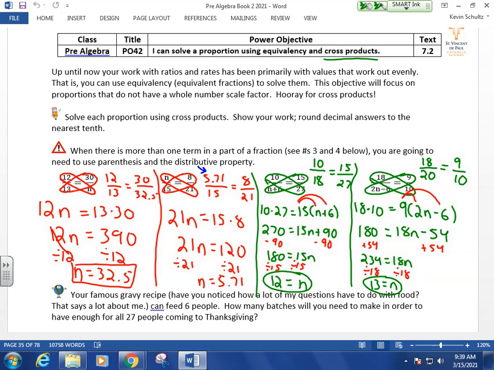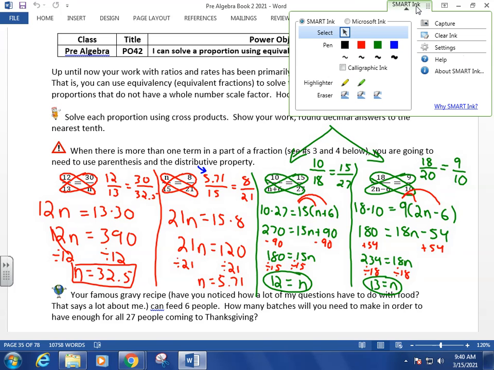So I got a lot of head nods when I asked before if this is review from 6th grade, cross products. Are these second two here review from 6th grade, or are those new? I'm guessing they are the new piece. Okay, which we've done all that before. We've distributed before. We've solved two-step equations before. Okay, it's just now applying it into the new situation.